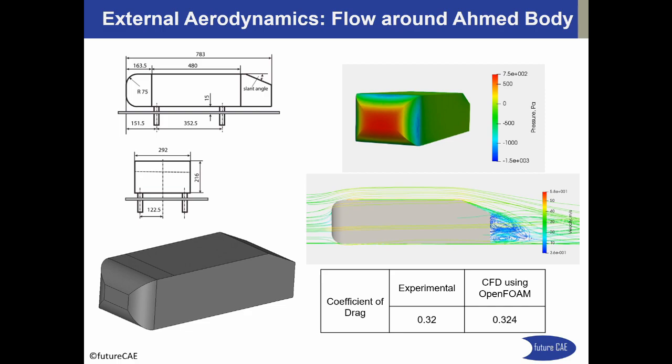Left side images show the geometry and dimensions of the model. Right side top image shows the pressure on the surfaces of the Ahmed body. The image below that shows the streamlines capturing recirculation behind the body. The table shows a comparison between experimental result and CFD using OpenFOAM result. Variation with experiment is 1.25%, which is in the acceptable range.